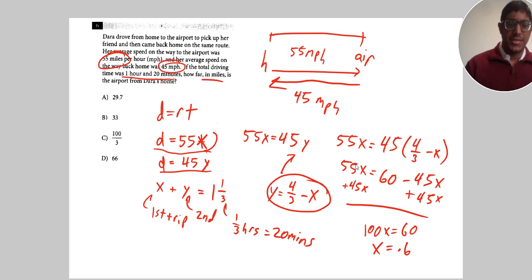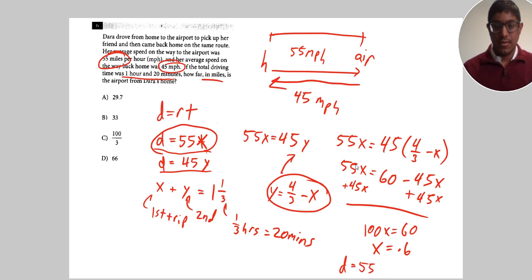Now we know that the distance, which is what we're looking for, equals 55x. So the distance equals 55 times 0.6, which ends up being 33.